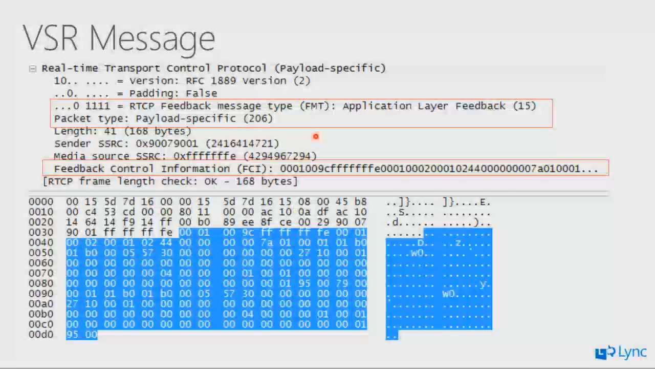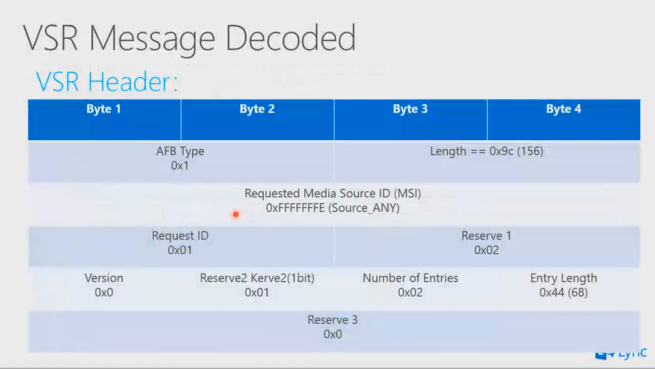The meat of this message is in this feedback control information. You look at it, and it still looks like garbage, right? With all the bits. So I'll decode it for you. If you look at our protocol spec, we publish all our protocols. If you go to MSDN, you see all this. It's not secret. If you want to interop with us, just look at it and you can see what it is and interop.